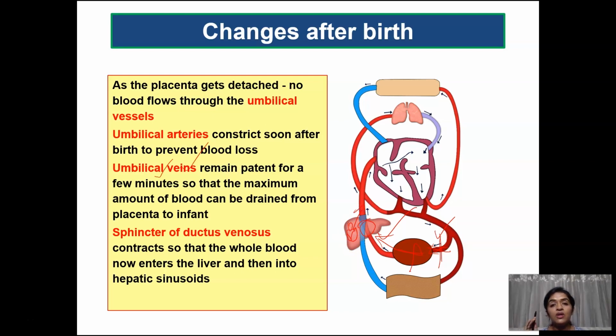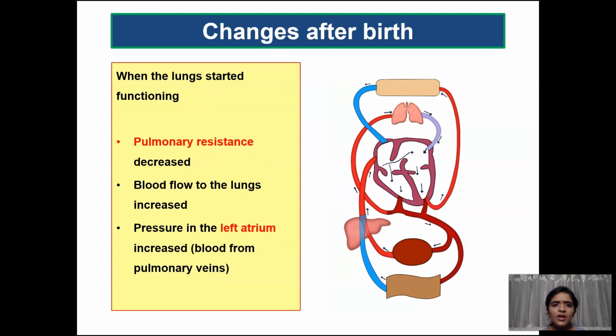There is no more need for a shunt of blood through the ductus venosus. So the blood has to enter into the liver sinusoids. That is the purpose. Now when the lungs start functioning, what happens? There is decreased pulmonary resistance, and as a result what happens? The blood flow into the lungs will be increased. When the pulmonary resistance decreases, the blood flow to the lungs will increase.